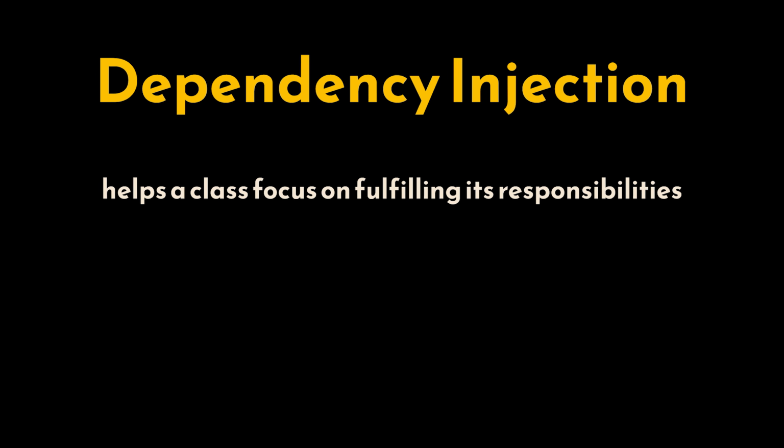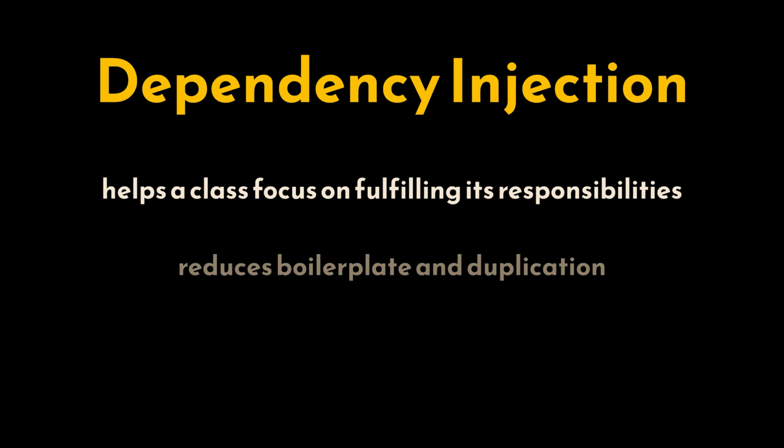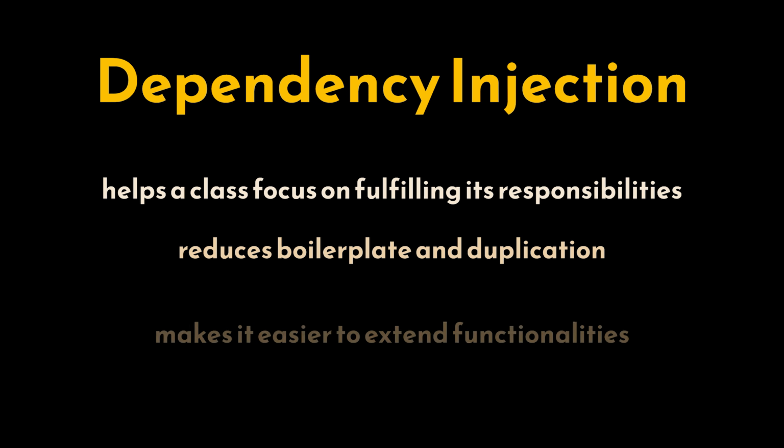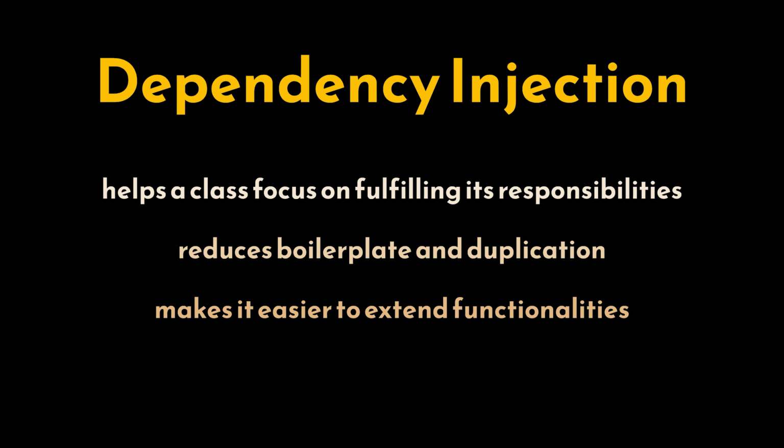A class should concentrate on fulfilling its responsibilities and not focus on creating objects that are required to fulfill those responsibilities. Dependency injection helps with that. It reduces boilerplate and duplication because the injector handles setup. It also makes it easier to extend functionality and supports the open-closed principle. Open for extension, closed for modification. Testing becomes simpler too because we can easily mock dependencies.